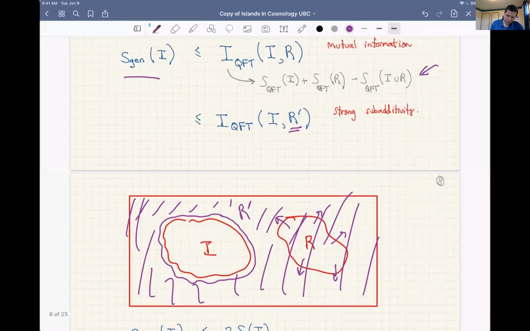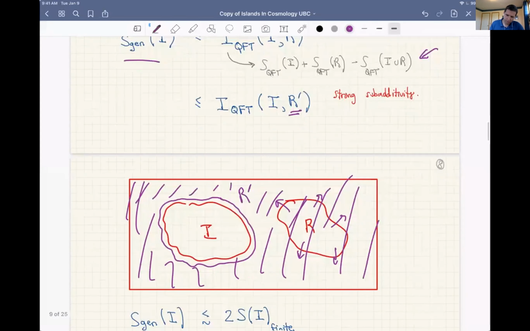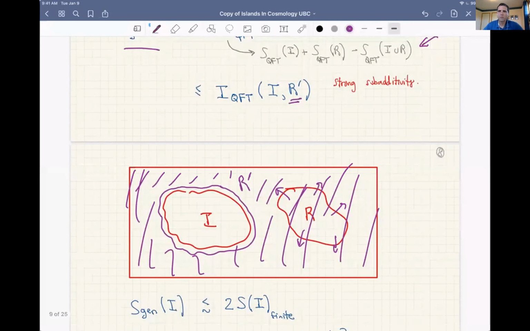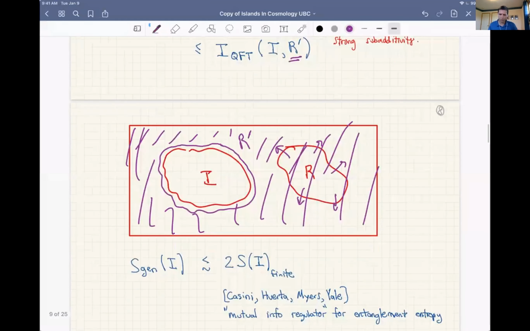Now with a quick calculation, you can check that the largest contribution to the mutual information, in this situation where I and R prime are just separated by a tiny strip, is just twice the finite part of the von Neumann entropy. This is sometimes called the mutual information regulator for entanglement entropy, which was discussed in a paper a few years ago by Casini, Huerta, Myers, and Yale.